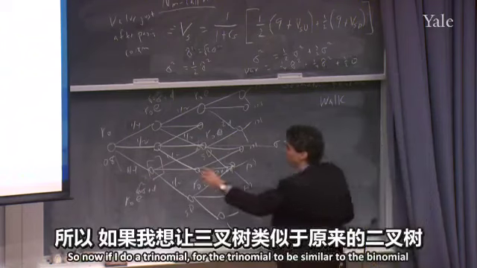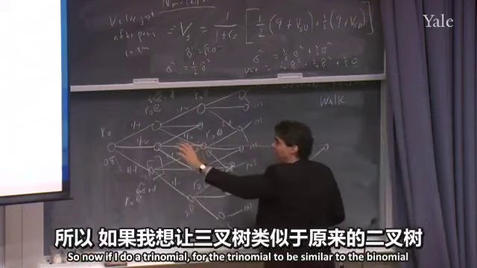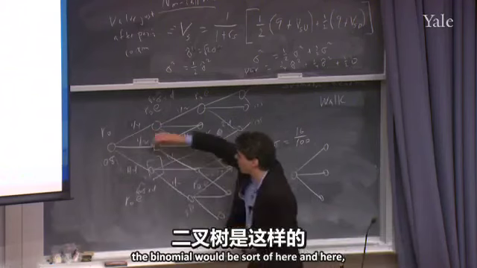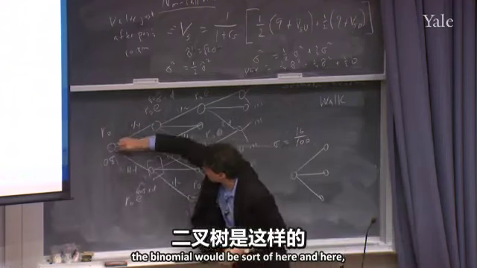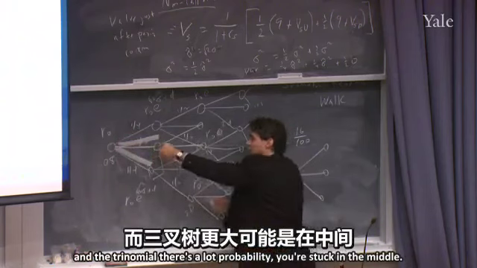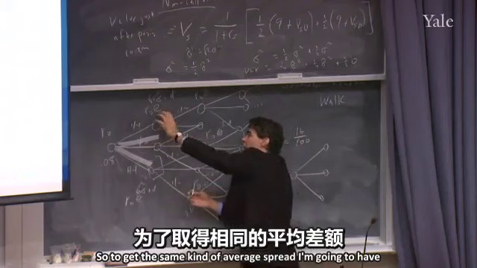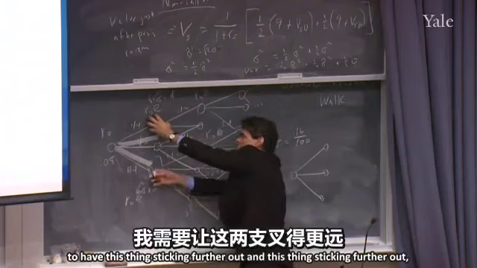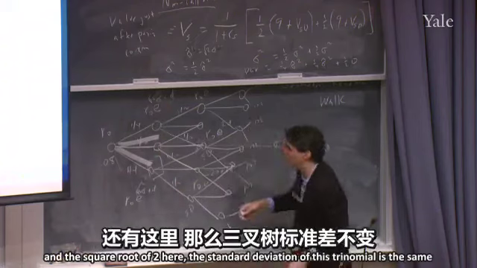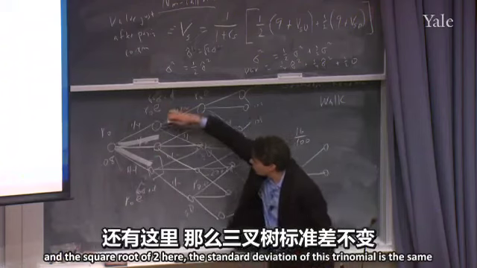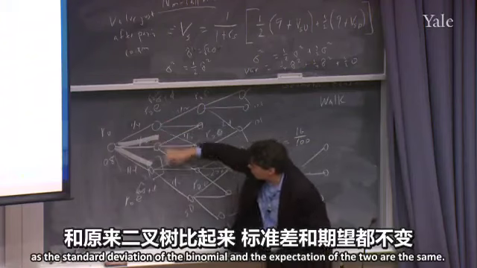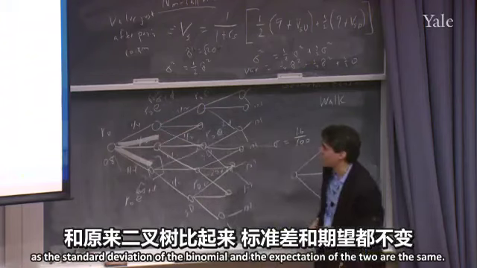Now if I do a trinomial, for the trinomial to be similar to the binomial would be sort of here and here. In the trinomial, there's a lot of probability you're stuck in the middle. So to get the same kind of average spread, I'm going to have this thing sticking further out and this thing sticking further out. If I choose my numbers by multiplying by the square root of 2 here and here, the standard deviation of this trinomial is the same as the standard deviation of the binomial, and the expectation of the two are the same.